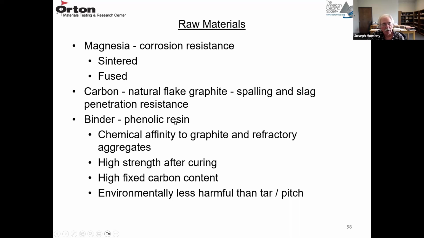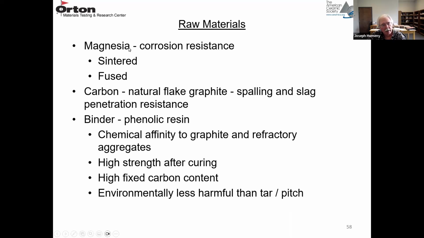And the binder is going to be a phenolic resin. So these resins wet graphite, they wet the refractory aggregate, so they have good chemical affinity to both graphite and the refractory aggregates. After low temperature curing, the resin is quite strong. The carbon content is at least 50%. They could be as high as 70%, so it has high carbon yield. And they're much safer than using a tar or a pitch.